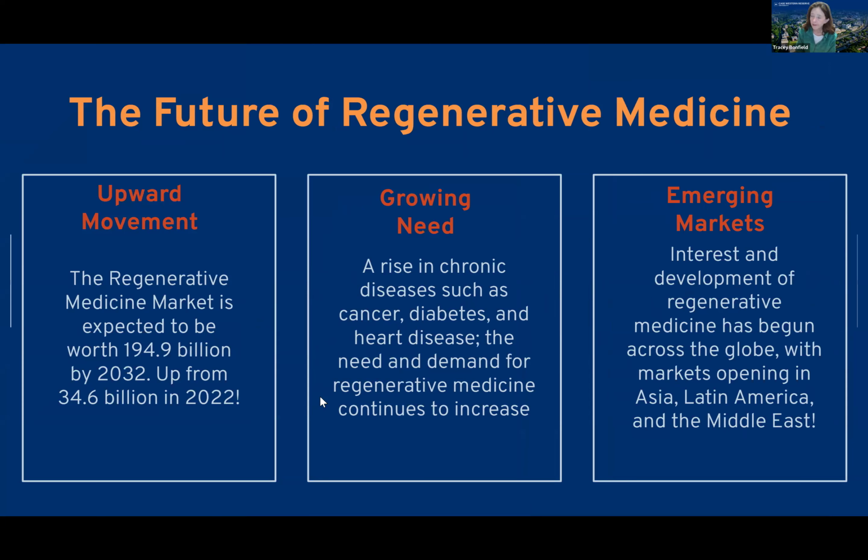So the concept of artificial intelligence sort of feeds into this slide of this upward movement of regenerative medicine. The market is expected to be 194 billion by 2032, up 34.6 billion from 2022. It's a growing need. There's a lot of rise in chronic diseases such as cancer, diabetes, heart disease. The need and demand for regenerative medicine continues to increase.